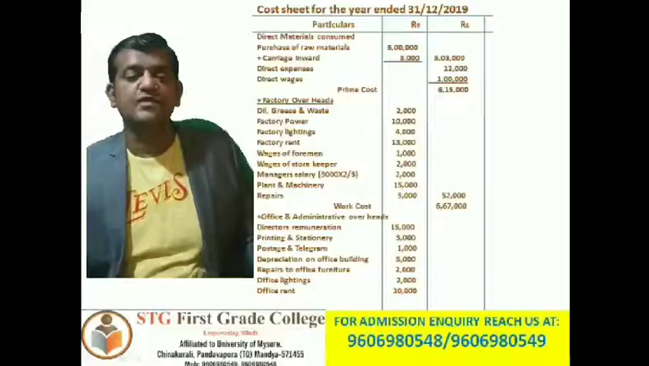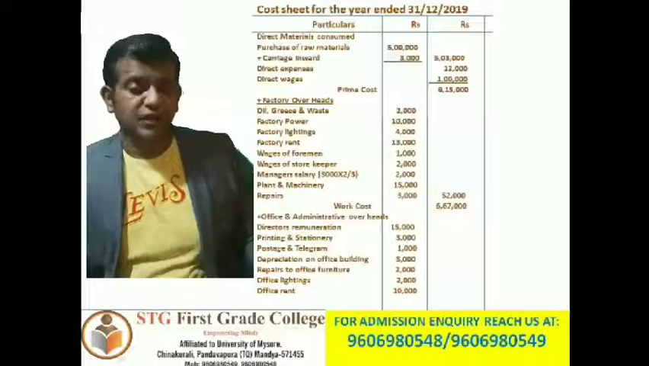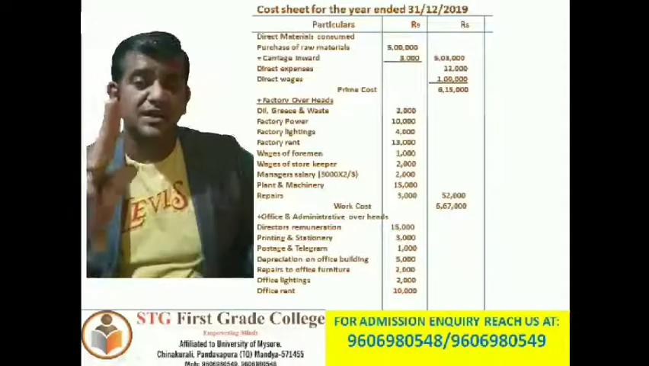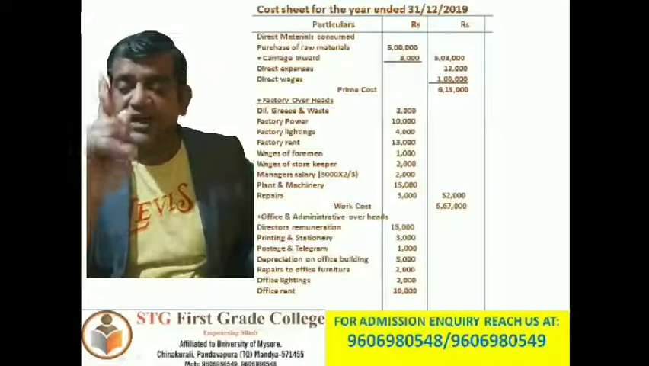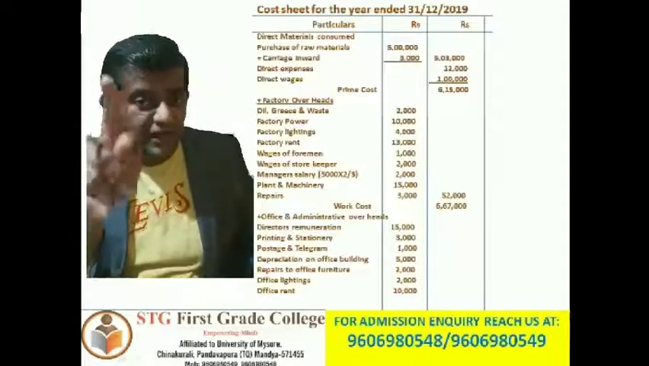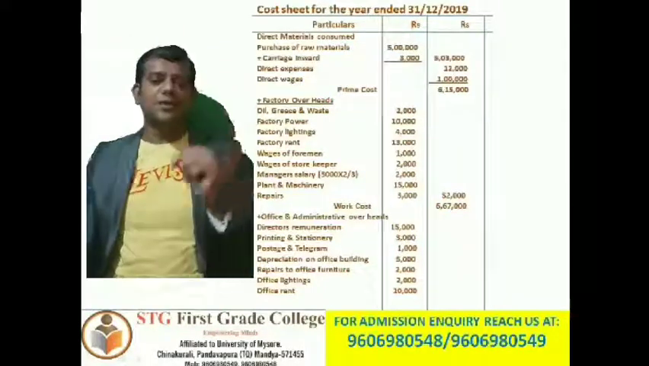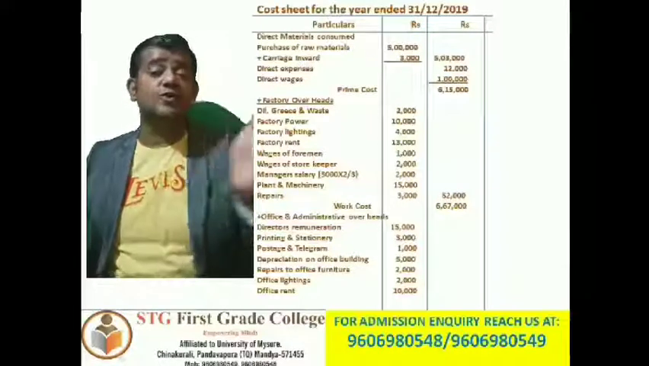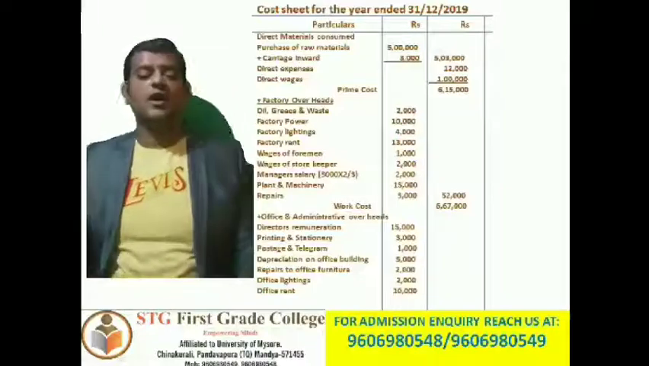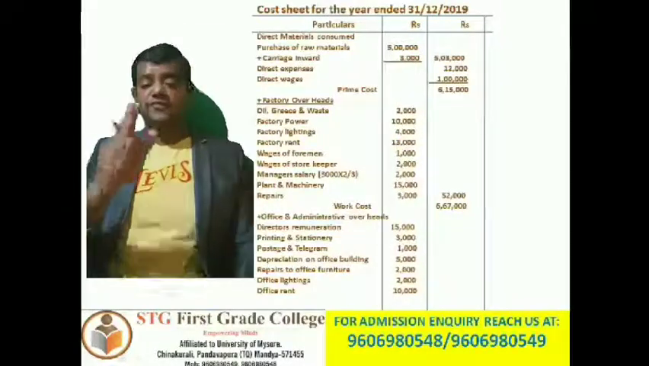rent 13,000, wages to a foreman 1,000, wages of storekeeper 2,000, manager salary. Here 2/3 for the factory and 1/3 for the administration. How much is the manager salary? 3,000. Open the bracket and write 3,000 into 2/3. So 3,000 into 2 divided by 3, 2,000 rupees in our column. Depreciation on plant and machinery 15,000.